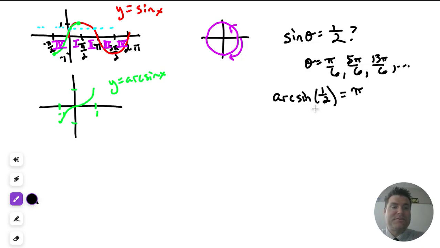How about pi over 6? Okay. When does sine equal 1/2 at pi over 6? Now, why am I not including 5 pi over 6 as well? Because it's restricted. This arc sine right here has a restriction.